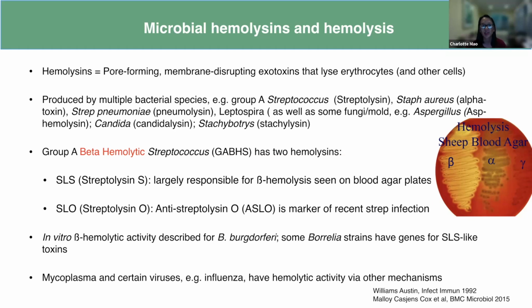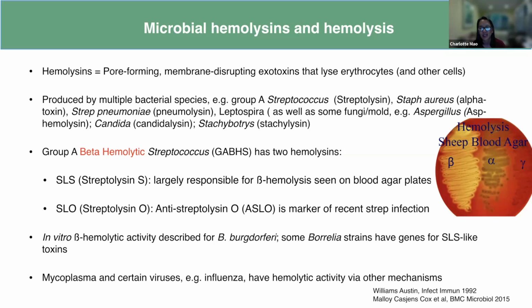Multiple bacterial species produce hemolysins, including group A strep, Staph aureus, pneumococcus, leptospira, and fungi as well. Aspergillus, Candida, and Stachybotrys are all known to produce hemolysins. Group A beta hemolytic strep gets that name beta hemolytic from its hemolysins, of which there are two main types. One called streptolysin S is the one that's largely responsible for what's called beta hemolysis that's seen when strep is plated on blood agar plates. This is actually how strep is recognized in microbiologic lab workup.